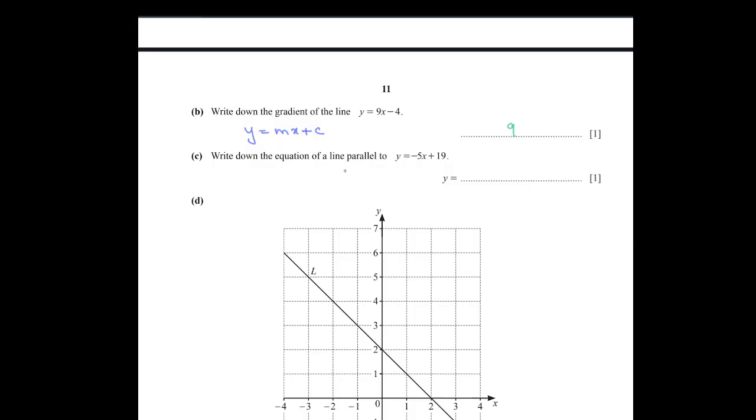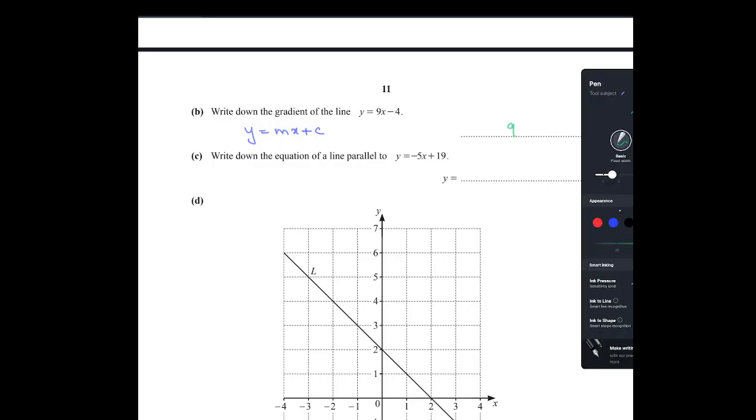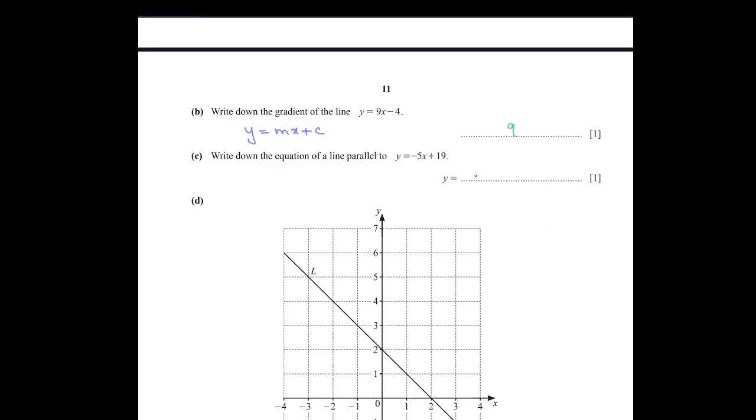Write down the equation of the line parallel to y is equal to minus 5x plus 19. So here, first of all, the gradient of the parallel line will be the same.